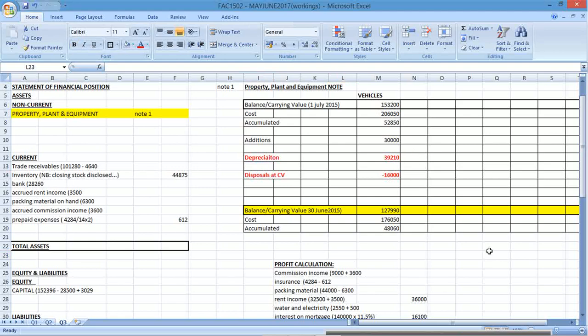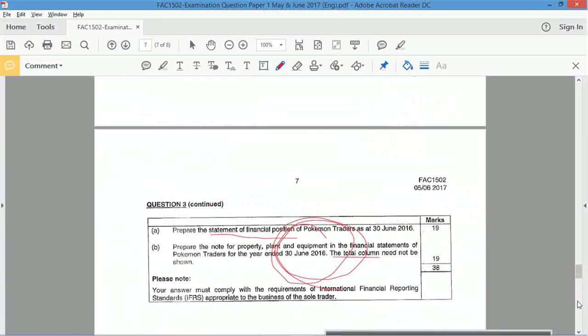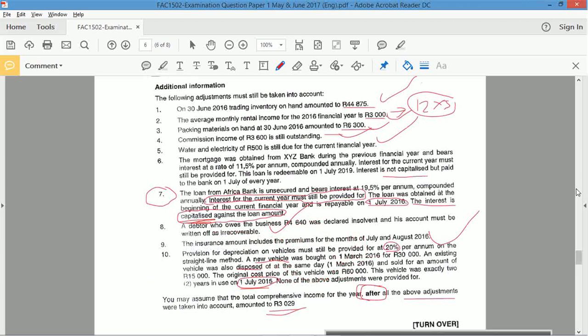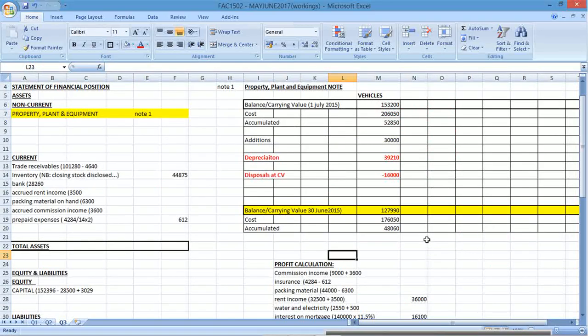That's vehicles complete. Was there anything else in this question? No, that was it, eh? Yeah. Okay, so now I can take these figures through. So property, plant, and equipment is just one line item. It's just this figure. Let's go back and check the rest.